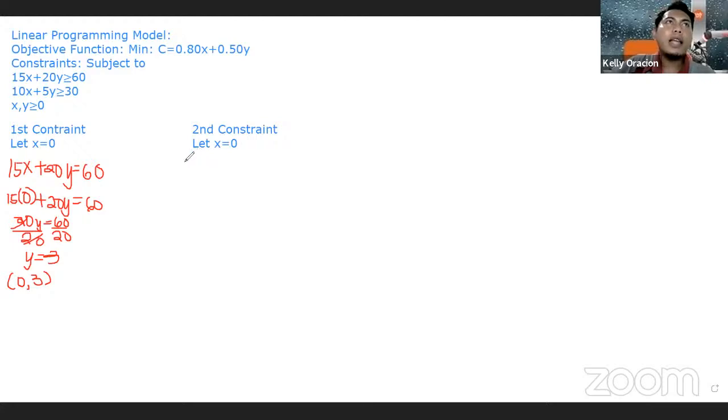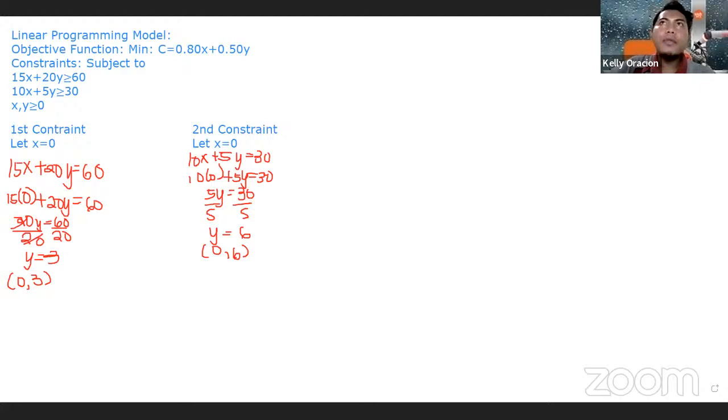For the second constraint, you have 10x plus 5y is equal to 30. Let x is 0, so 10 times 0 plus 5y is equal to 30. Multiply, and 5y is equal to 30 is what remains, since 10 times 0 is 0. Divide both sides by 5, y is 6. And we have an ordered pair, 0, 6.